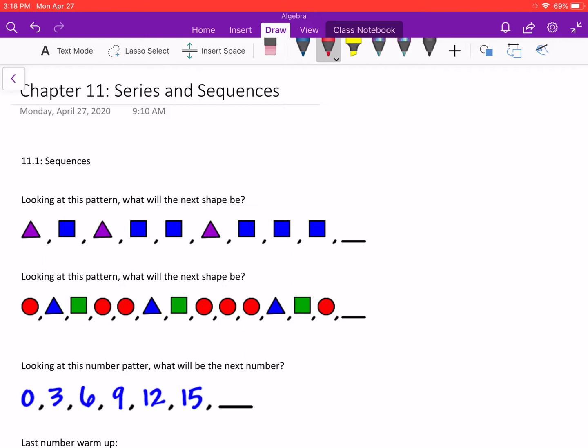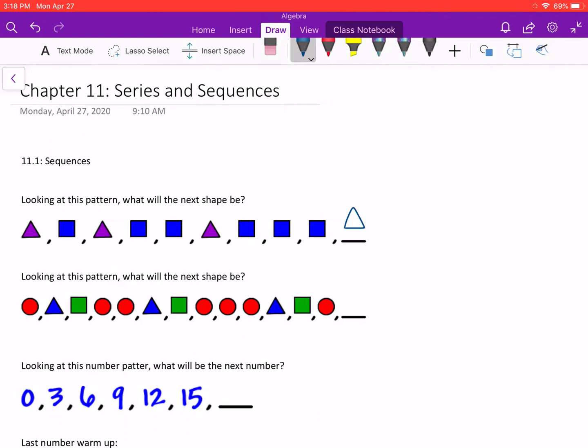And the first thing I'm going to show you is this pattern of triangles and squares. If we look at this pattern, we can see that it goes triangle, square, square, triangle, square, square, square. And so in your brain, you can say, well, I think the next shape is going to be a triangle.